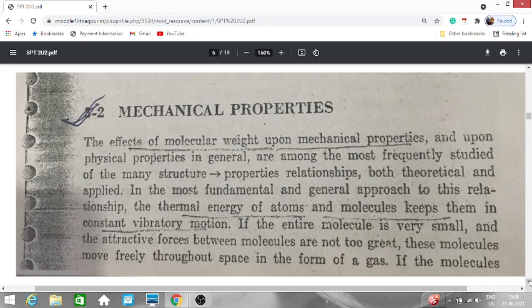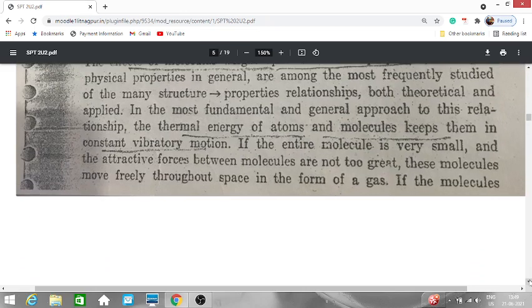Mechanical properties. The effects of molecular weight upon mechanical properties and upon physical properties in general are among the most frequently studied of the many structure property relationships, both theoretical and applied. In the most fundamental and general approach to this relationship, the thermal energy of atoms and molecules keeps them in constant vibratory motion. If the entire molecule is very small and the attractive forces between the molecules are not too great, these molecules move freely throughout the space in the form of gas.